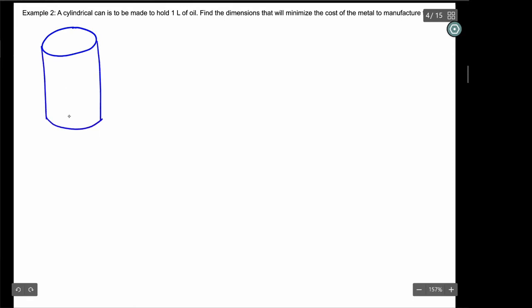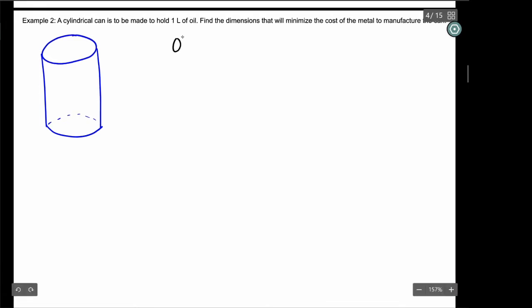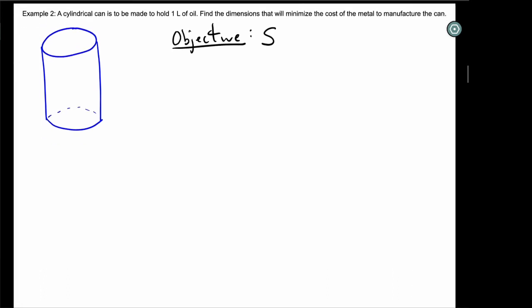So in that case, we want to draw a can here, a cylindrical can. So something like this. Right. And let's say, well, what is our objective? Our objective is the surface area. So, objective. For surface area here, let's just use S. You can call it SA or A, it's entirely up to you what you want to use at any point. Right, but I'll use S.